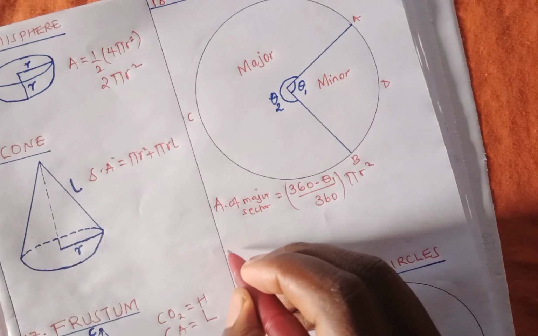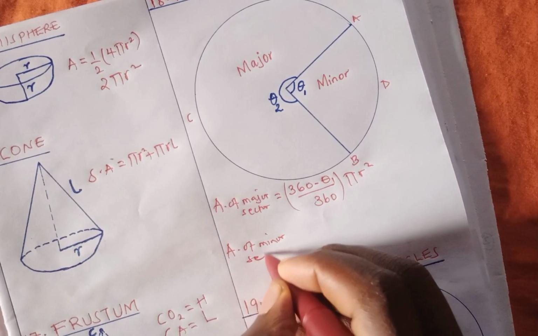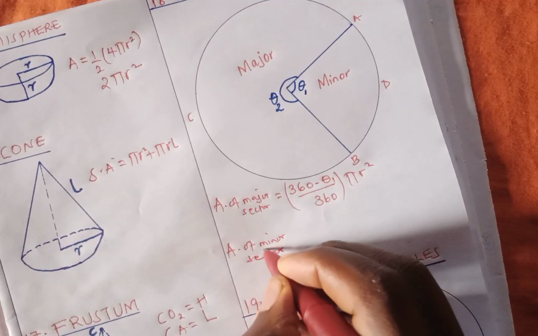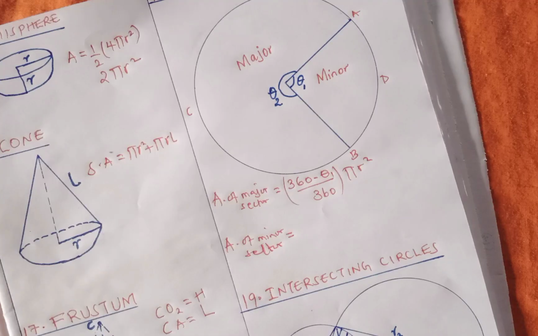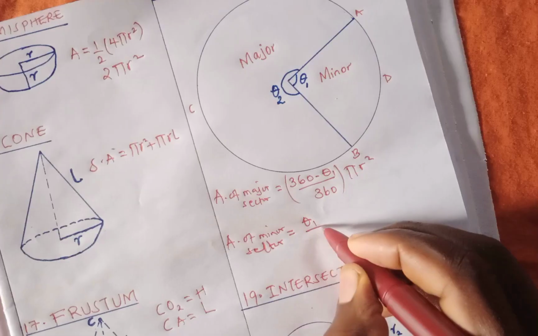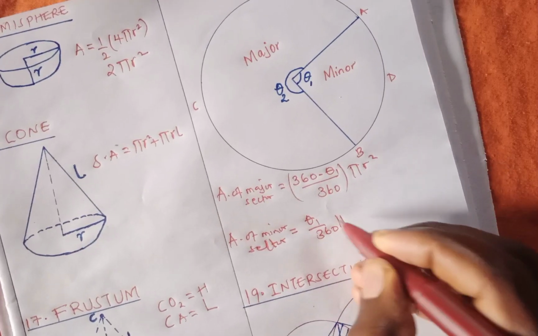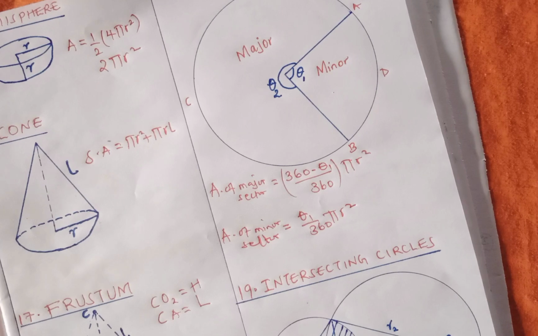What about the minor sector? For the area of the minor sector, we are going to take theta 1. It is in fact theta 1 over 360 pi r squared.